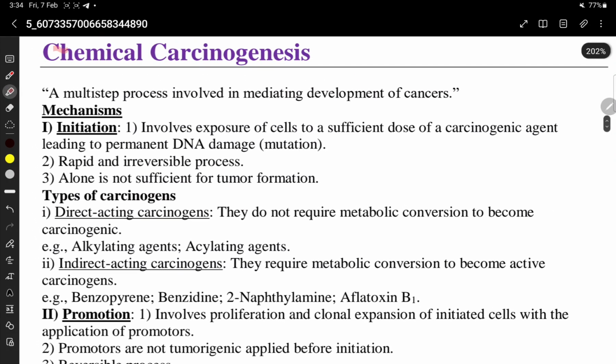Chemical carcinogenesis is a multi-step process involved in mediating the development of cancer. Mechanisms.